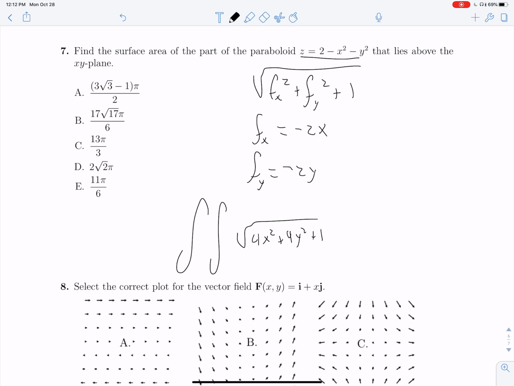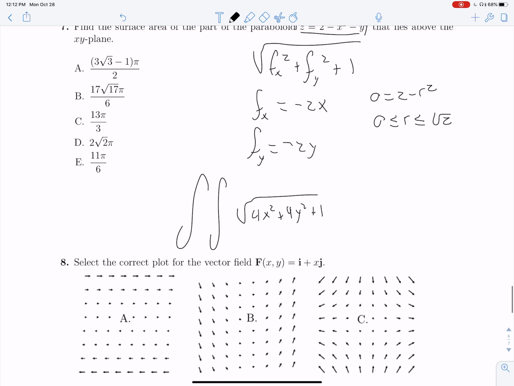And so remember that we're dealing with the projection of this guy onto the xy axis. So it's where z is equal to 0. So if we set z equal to 0 and sub in r, we're going to have 0 equals 2 minus r squared. So r is going to run from 0 to root 2. Hope that's easy for you to see. And since we're subbing in r there, we might as well sub in r here. We're going to get 4r squared, plus 1. We got to add our r, because now we're in polar coordinates, dr d theta.